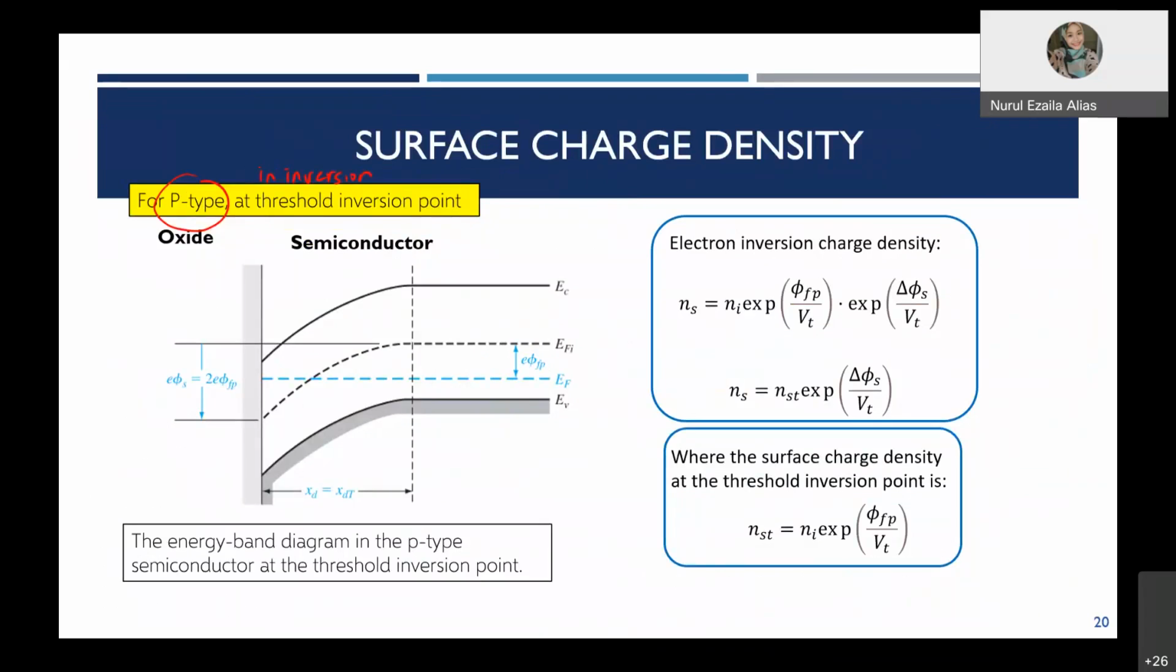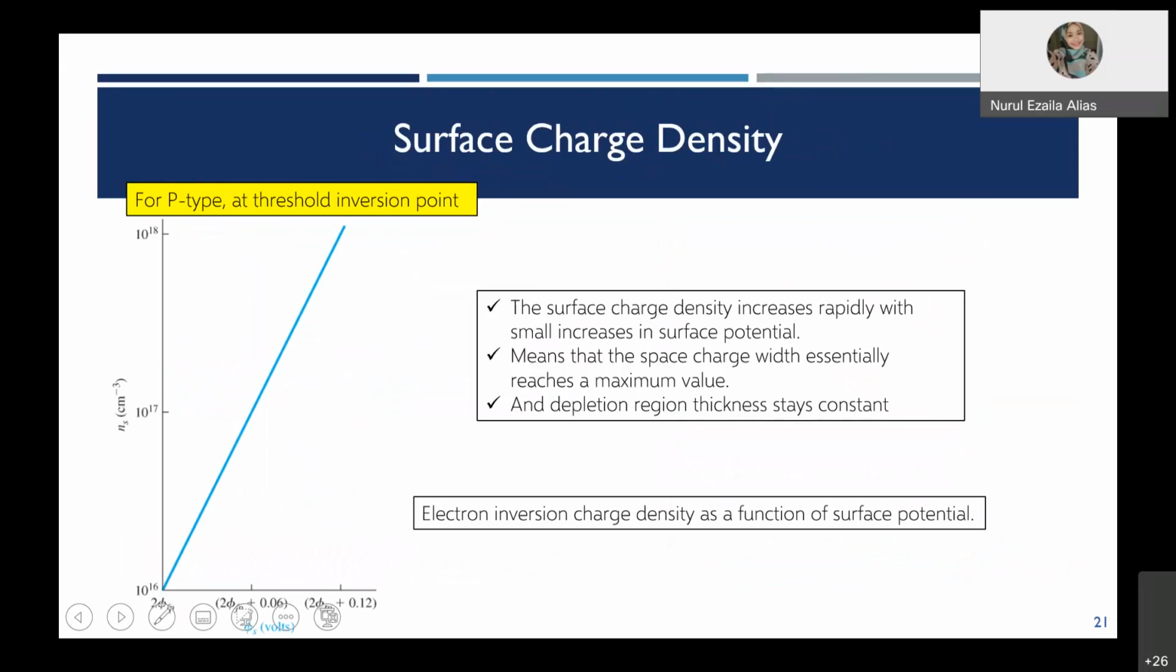This is not really common, but this is how they find the surface charge density, which is equal to ns equals ni exponent phi fp over Vt times exponent of the difference phi s. In this case, during inversion, phi s equals 2 phi fp. So ns equals nst exponent blah blah blah. So what is nst? nst is the surface charge density, equal to this equation. Vt over here is kT, not the threshold voltage, not Vth. So this is the kT value, which is 0.0259.